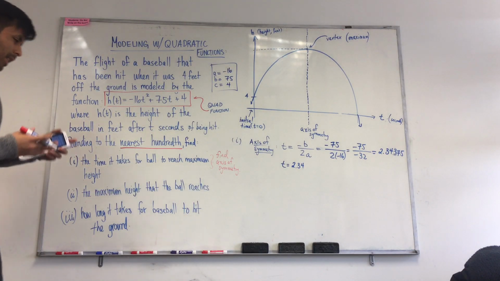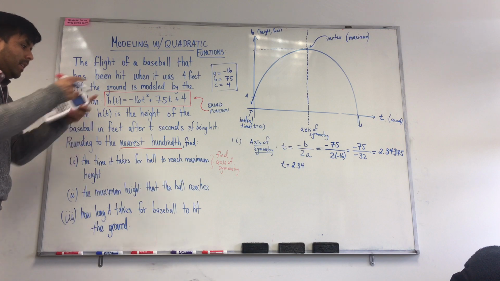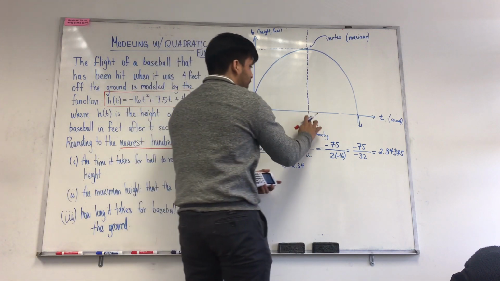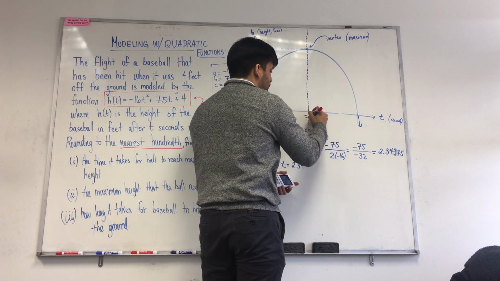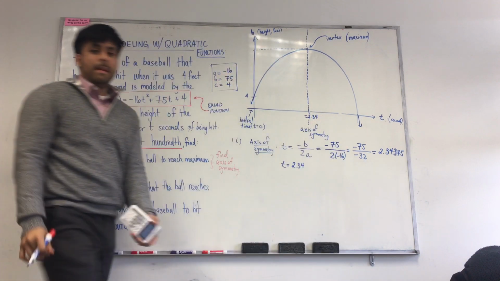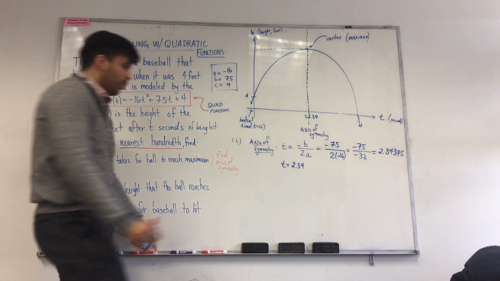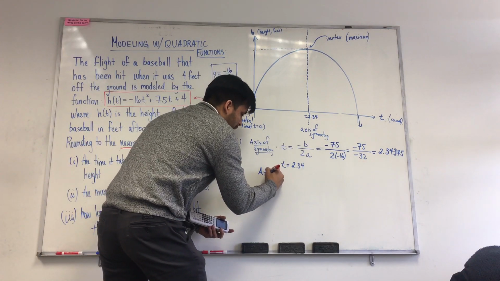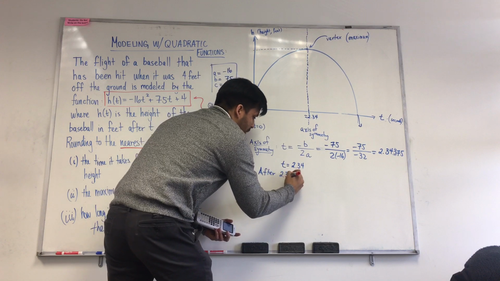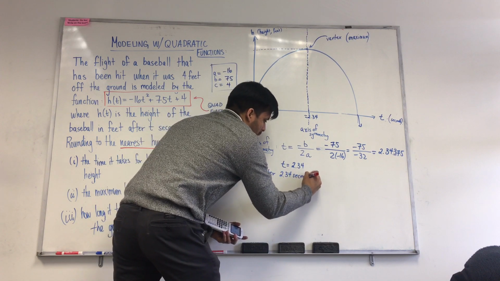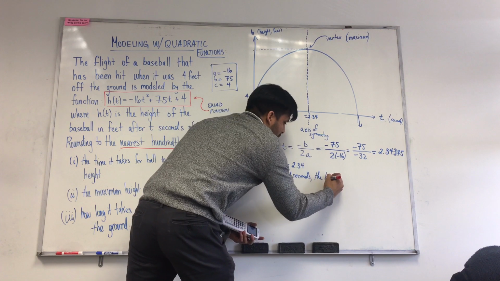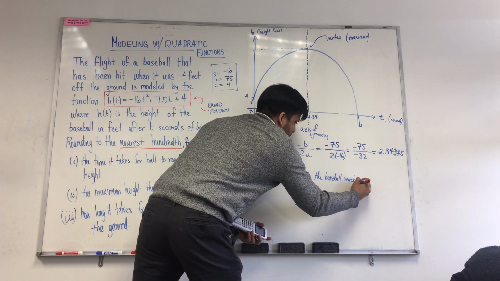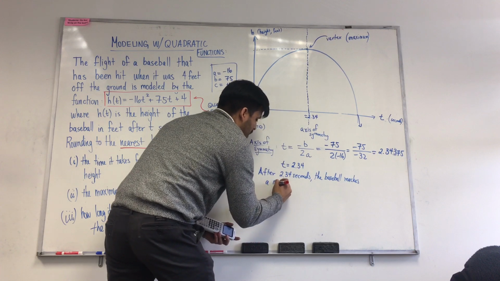Now what does this mean in the context of the problem? It's exactly the time it takes for the ball to reach the maximum height. So this t value here is approximately 2.34. You would say, in words, after 2.34 seconds, the baseball reaches its maximum height.